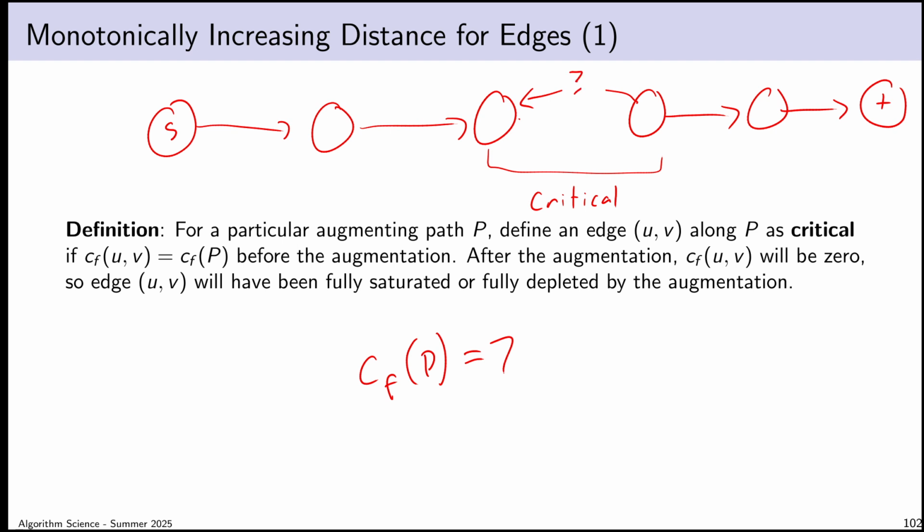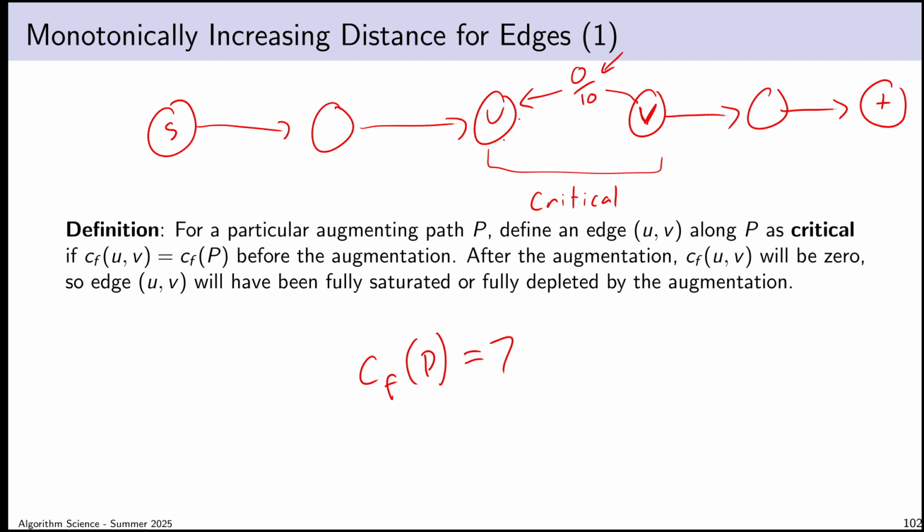I could have something like 7 out of 10 being pushed in the opposite direction. So the residual capacity in this direction here, from U to V, is still equal to 7. When I'm done the augmentation, this will have been zeroed out. I will have pushed all 7 units backwards into V. And so again, this edge is now fully depleted, and it's also a critical edge.